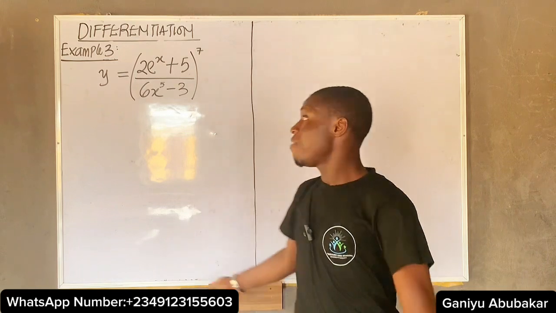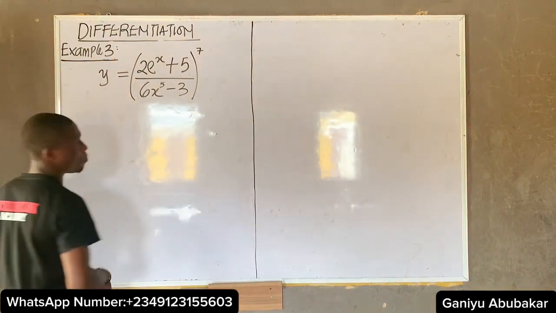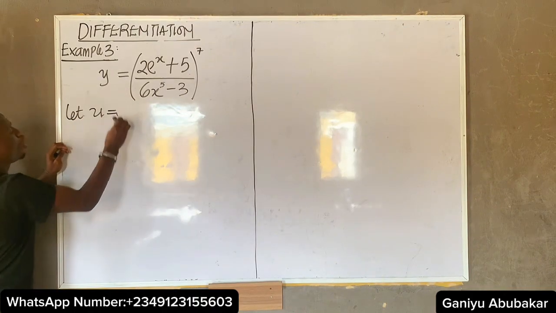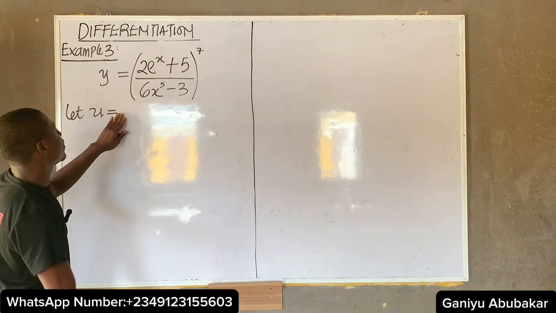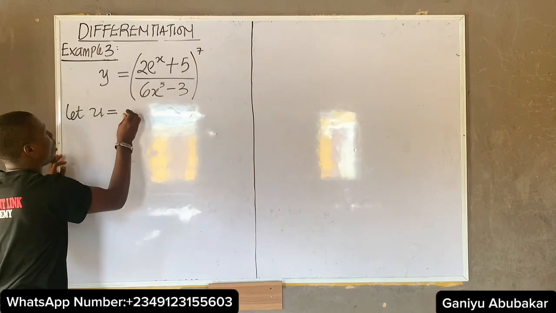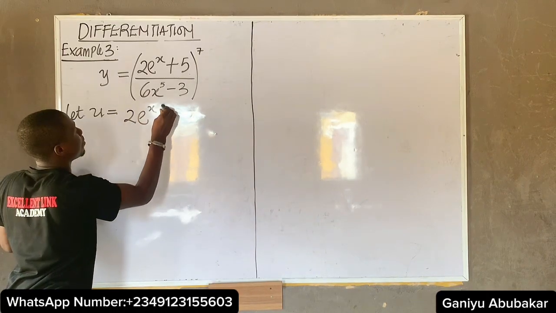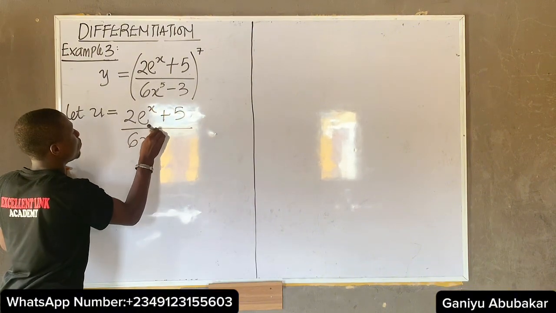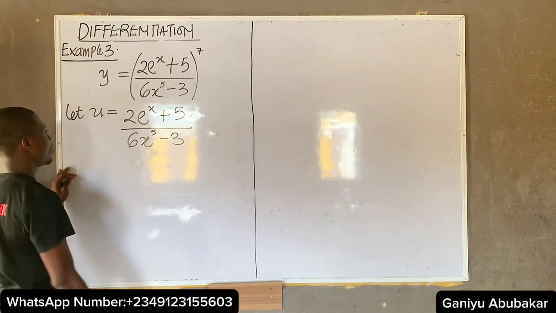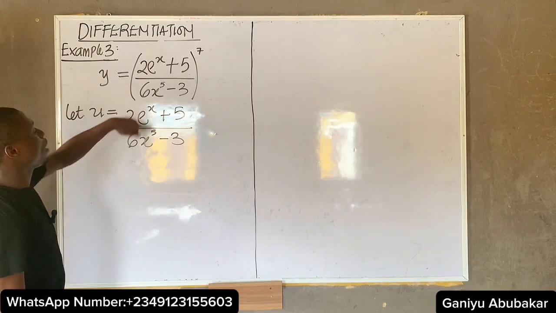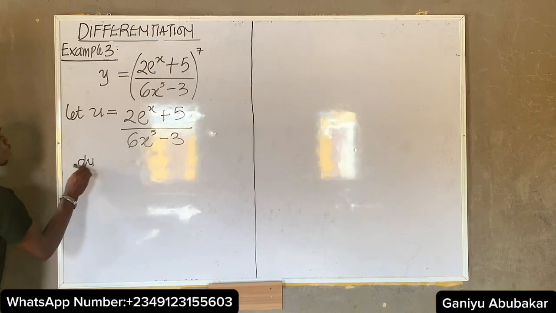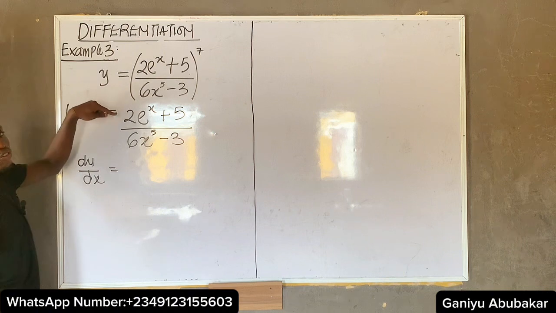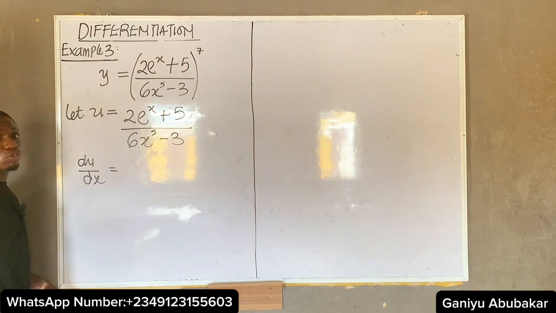present. So let's start. I'll call the term in brackets u. So let u be equal to the term in brackets, please. The term in brackets is 2 exponential x plus 5 over 6x to the power 5 minus 3. Differentiate u with respect to x. I'll have du over dx equal to, differentiate this. To differentiate this one, I have to apply quotient rule.